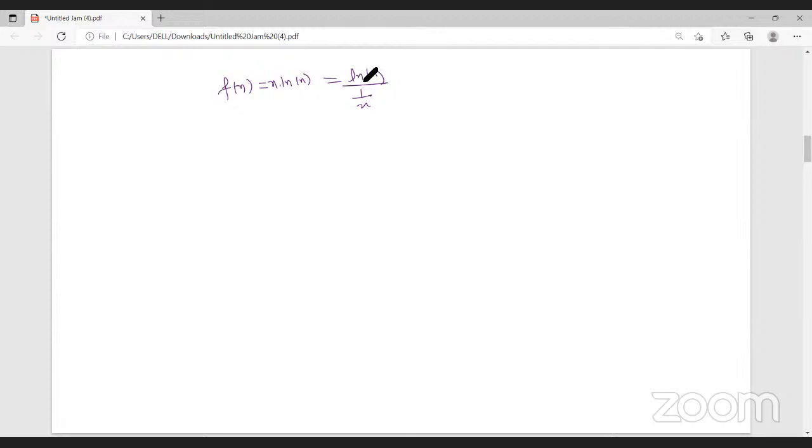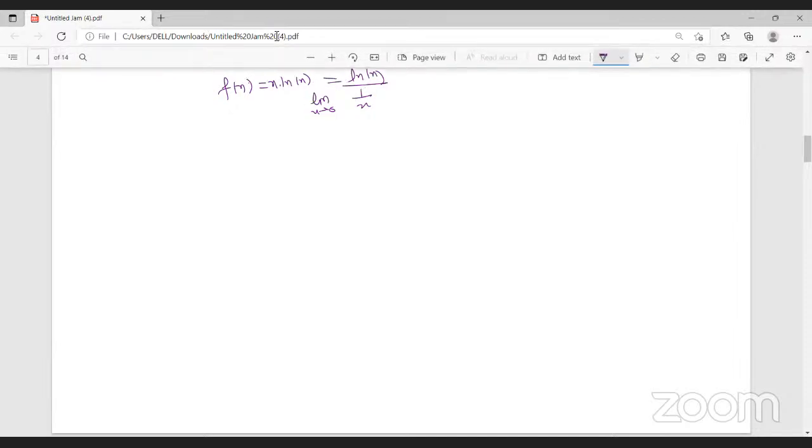But do we have any standard limit for this? No, right? If I put ln infinity, x tends to infinity, what will I get? This is infinity by infinity, which is not defined, right? So I will not get a particular value. In such cases, we have to apply a different method, that is L'Hopital rule. You have to take the derivative of numerator and denominator and then apply the value.